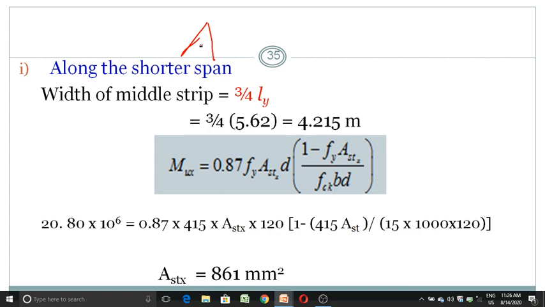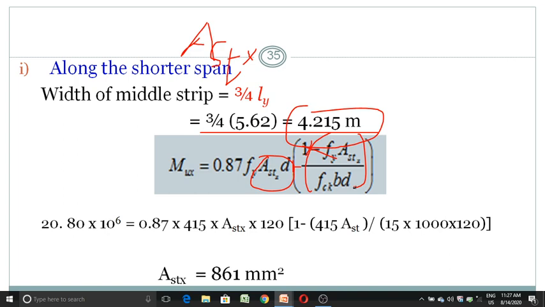Astx means area of steel provided along the x direction in the middle strip region, and the width of the middle strip region is calculated by using 3 by 4 of Ly, that will be 4.215. We calculate area of steel Astx by using this formula, 0.87 Fy Astx d, multiplied by 1 minus Fy Astx by fck b d. Now substitute all those values here. From that we will get a quadratic equation. If you solve the quadratic equation, we will get Astx equal to 861 mm square.